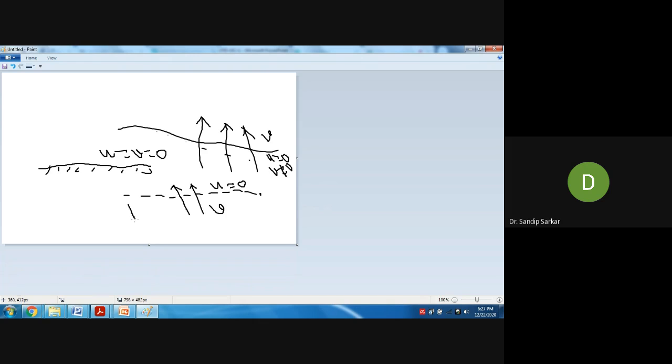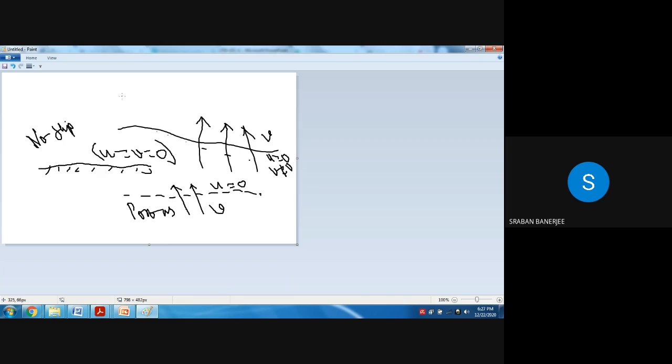If it is a non-porous wall, that means it is a solid wall, then the U component should also be 0. Definitely. If non-porous wall, U and V are 0. This is the no slip boundary condition. Already you have discussed. No slip. But for a porous wall, the U component will be 0, but the V component may be there.